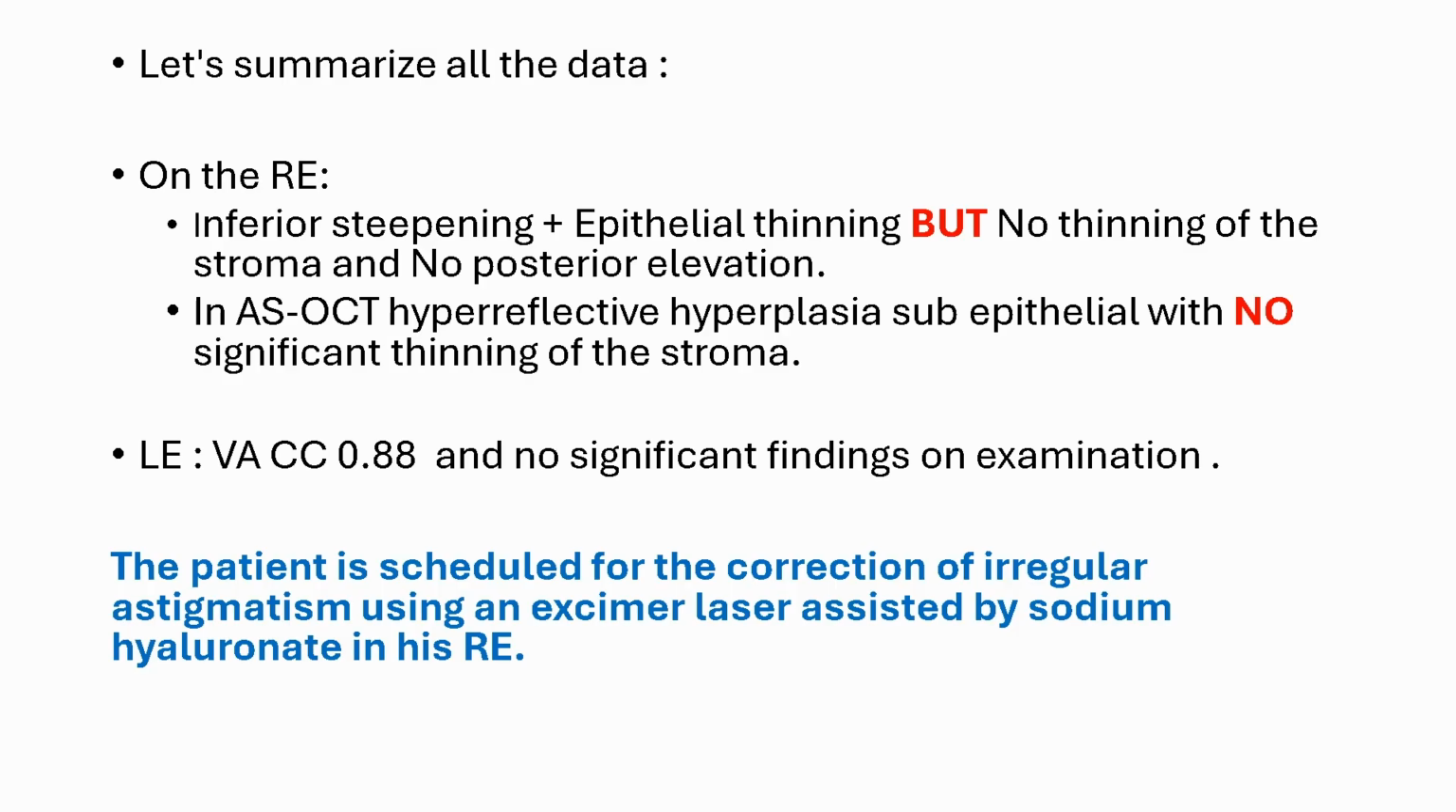Let's summarize. In the right eye, we can see inferior steepening with epithelial thinning, with no thinning of the stroma and no posterior elevation. In the anterior segment OCT, we can see hyperreflective subepithelial hyperplasia with no significant thinning of the stroma. In the left eye, visual acuity with correction is 0.88 with no significant findings. The patient is scheduled for a correction of the irregular astigmatism using an excimer laser assisted by sodium hyaluronate in his right eye.